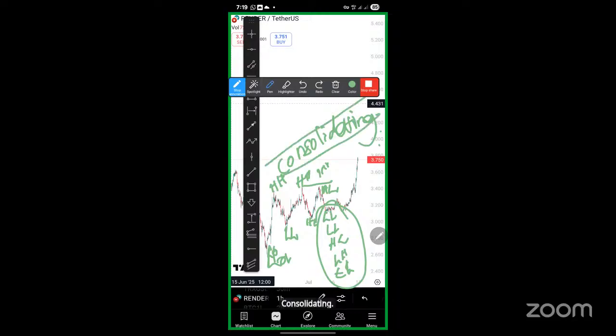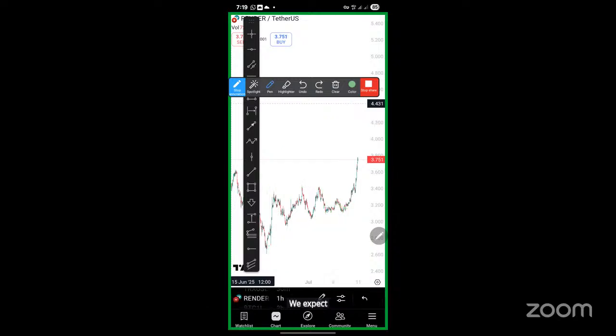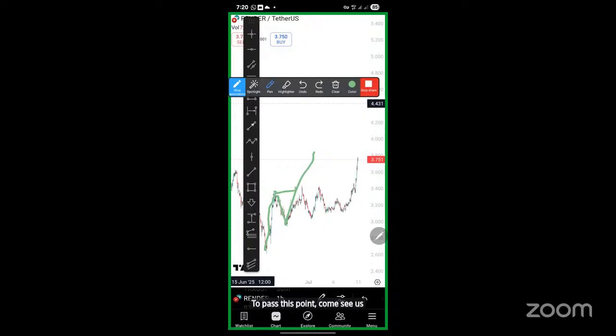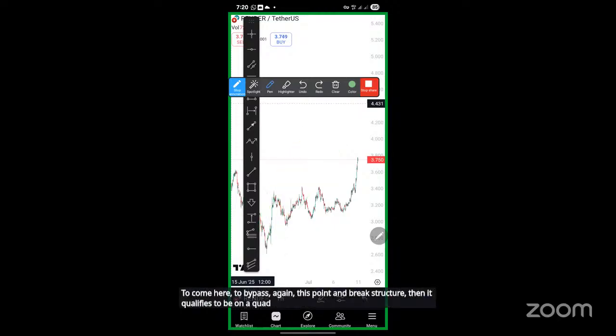The market is consolidating. If the market was moving upwards, we expected it to come here, pass this point, come here, bypass this and break structure. To come here, bypass this point again and break structure. Then it qualifies to be an upward trend. But this time around, it didn't.